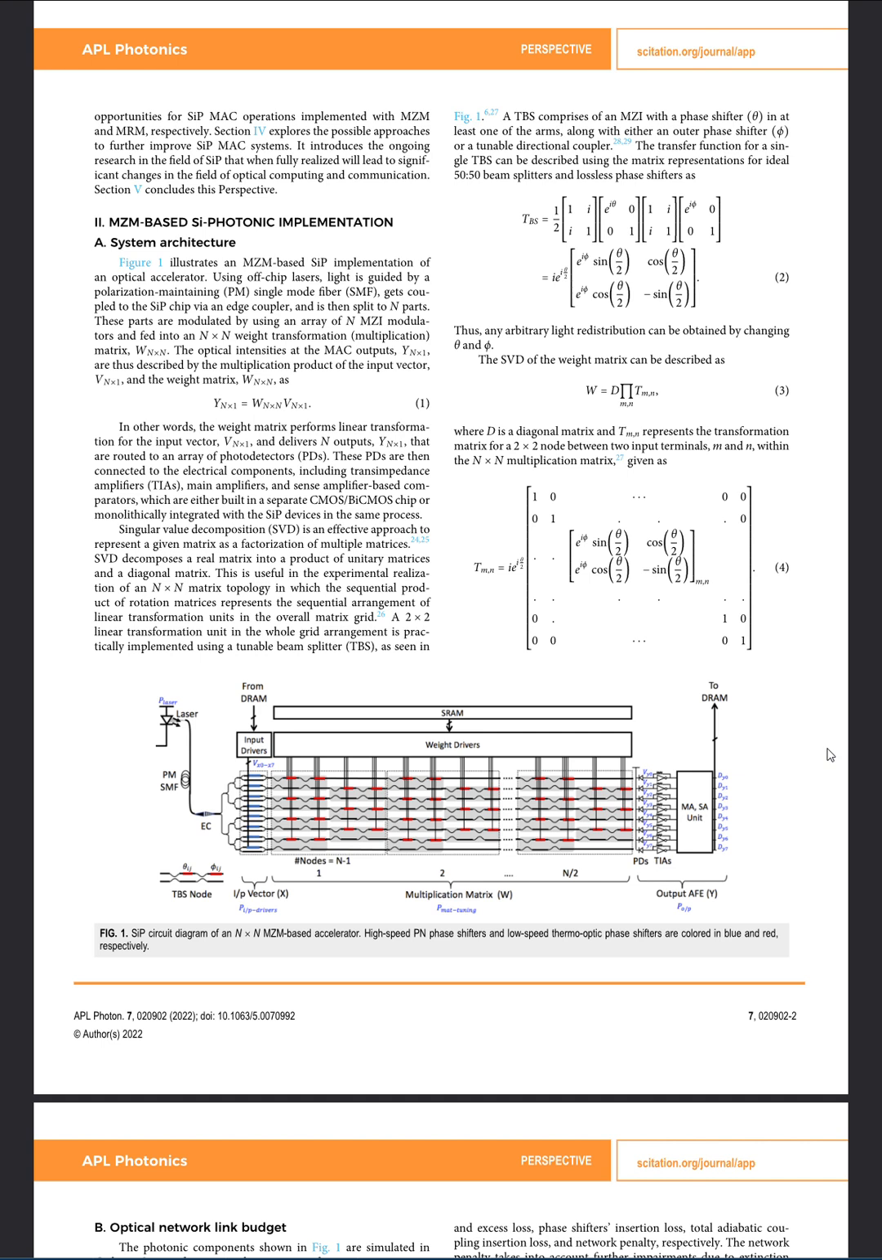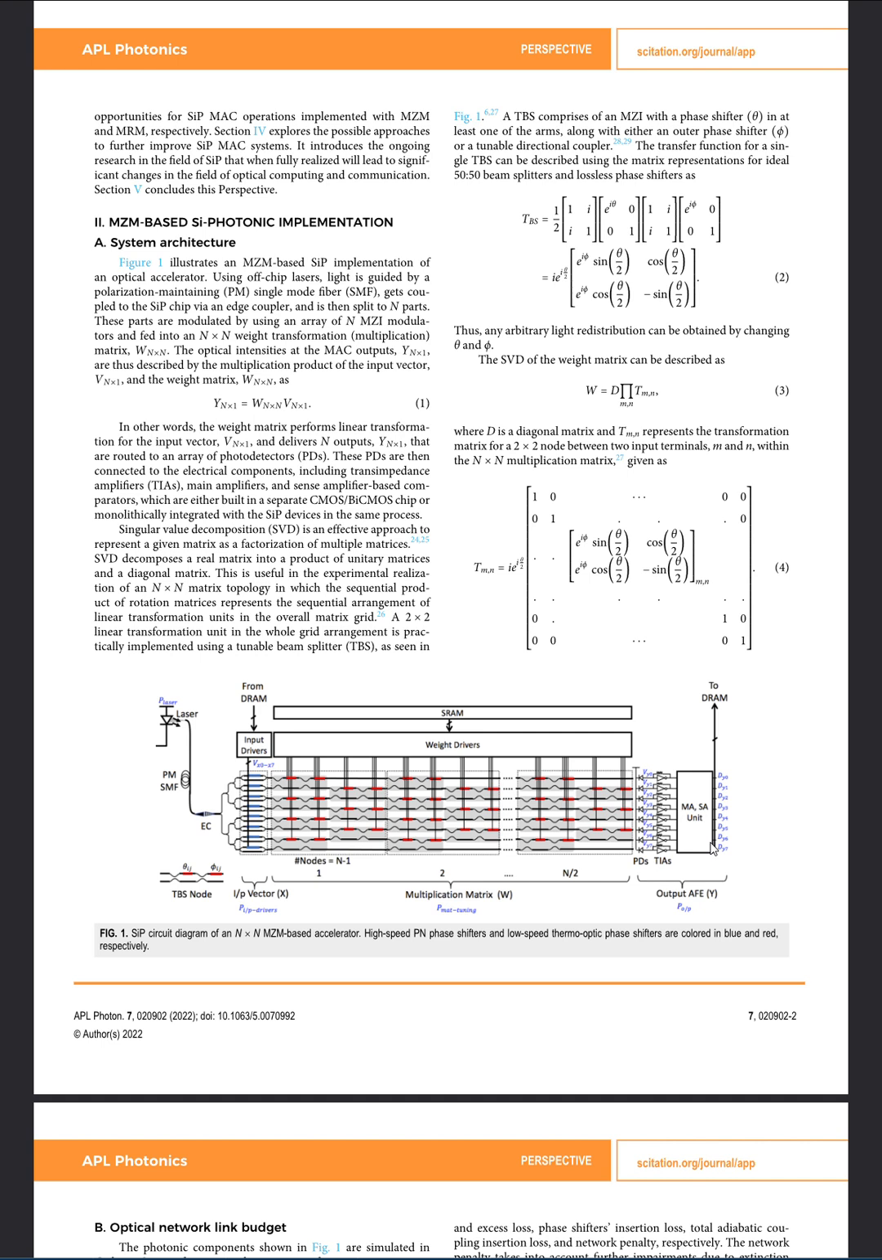This is then fed into a weight transformation matrix, and this performs linear transformation for the input vector. As a result, this delivers outputs that are routed to photodetectors connected to electrical components, and this entire system utilizes transimpedance amplifiers as main amplifiers and sense amplifier-based comparators. Since singular value decomposition turns a real matrix into a product of unitary matrices and a diagonal matrix, as you can see over here, it can realize this matrix topology.